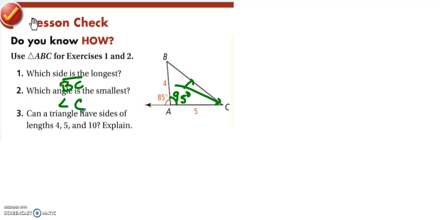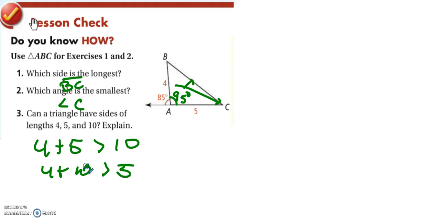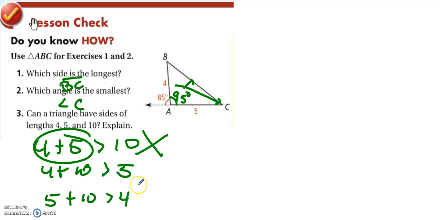And can the triangle have side lengths of 4, 5, and 10? Why or why not? And we'll try it out. 4 plus 5 has to be greater than 10. 4 plus 10 has to be greater than 5. And 5 plus 10 has to be greater than 4. 4 plus 5 is only 9, so that fails. So these cannot be the side lengths of a triangle.